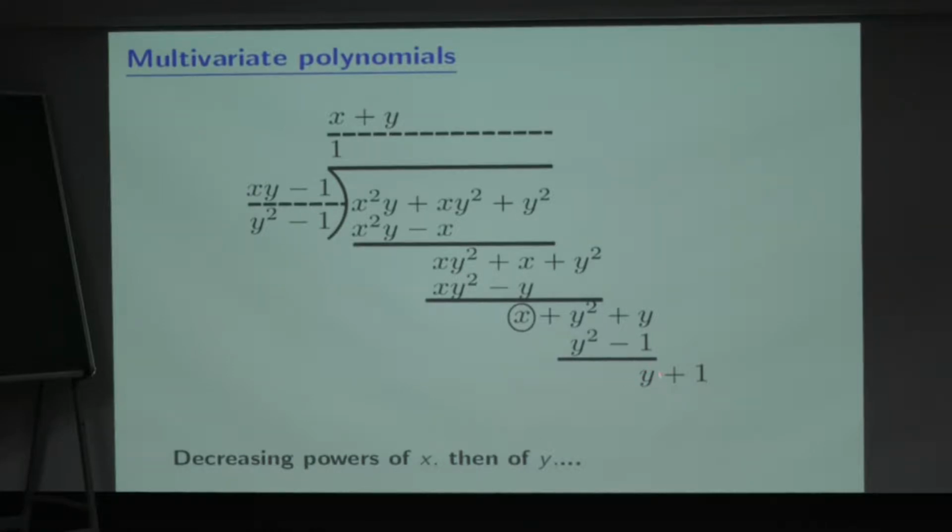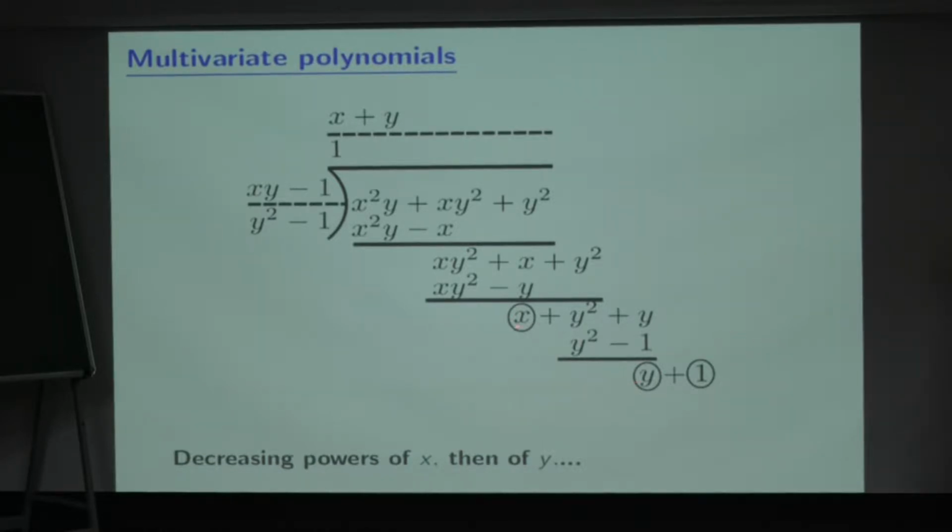I plan to knock off y. Y cannot be knocked off. So I put that in the remainder. Next I try to knock off 1. Can't knock that off. I put that also in the remainder. And now my algorithm is over. So in this case, I get quotients and I get the remainder, which is x plus y plus 1.